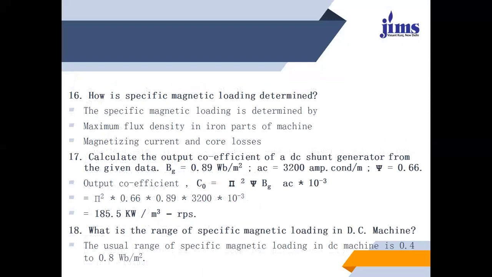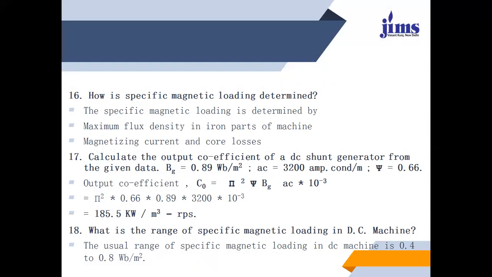How is specific magnetic loading determined? The specific magnetic loading is determined by the maximum flux density in iron parts of the machine, with magnetizing current and core losses. Calculate the output coefficient of a DC machine generator from the given data: Bav is 0.89 Weber per meter square, ac is 25000 ampere conductor per meter, and xi is 0.66. So output coefficient is C0 equal to pi square xi Bav ac into 10 power minus 3. Just by putting in the values we get 185.5 kilowatt per meter cube RPS.